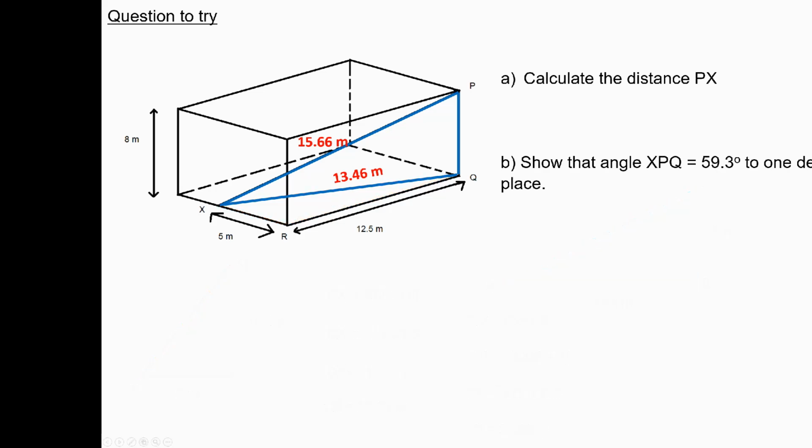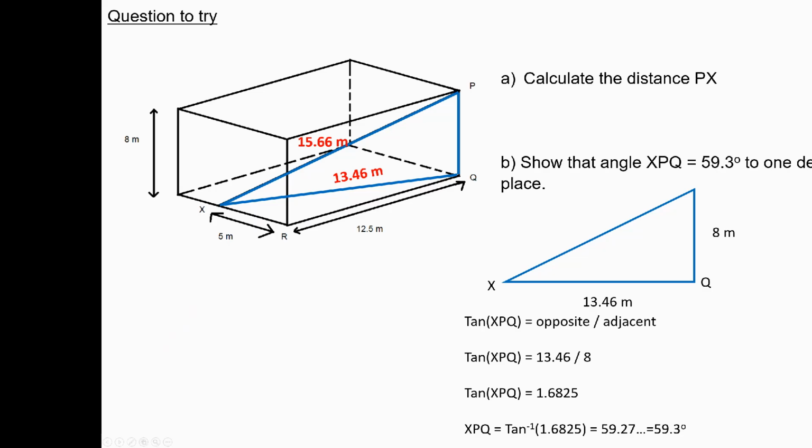To work out the angle XPQ, I can simply use, again, the right angle triangle PQX with the opposite as 13.46 and the adjacent as 8. I can then invert, so inverse tan, and I get 59.3 degrees to 1 decimal place.